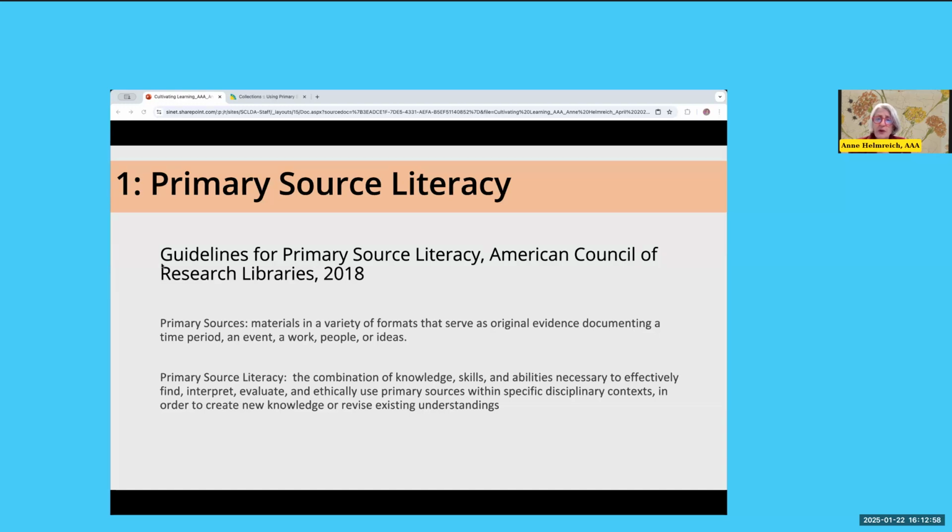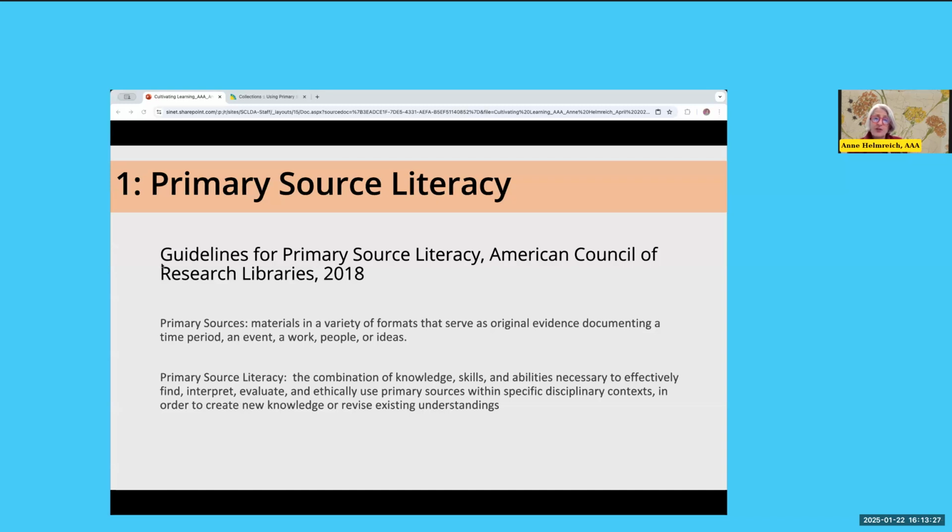You can find this with other repositories. And again, a cassette recording of someone can be a primary source. So the format isn't really the key thing. It's that it's evidence that documented a time period, an event, a work, people, or ideas. And that's why we wanted to ask that question about evidence. All of you talking about that were probably in fact talking about, as I said, working with primary sources. So they're a piece of evidence.